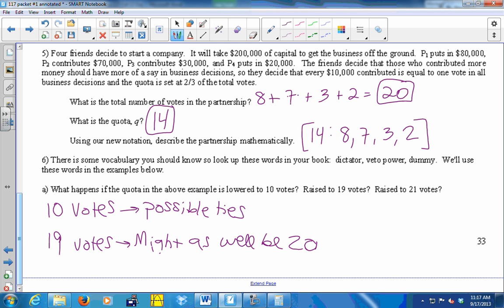And what does that say about the relative power of each of the players? If you're requiring a unanimous decision, does the number of votes that each player has matter? No, they might as well just have 1, 1, 1, 1 and have the quota be 4, right? So might as well be 20, and all players have an equal say.